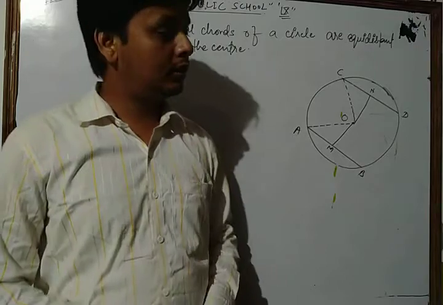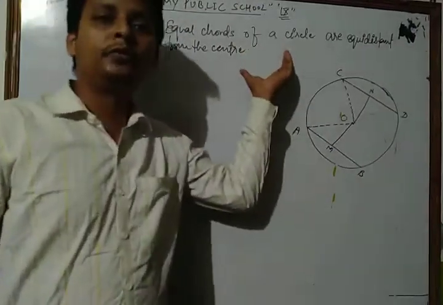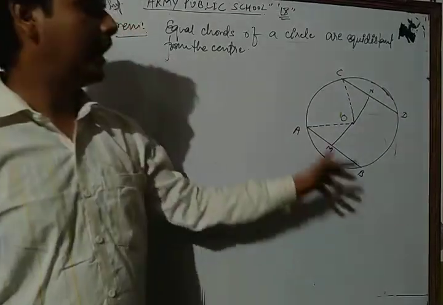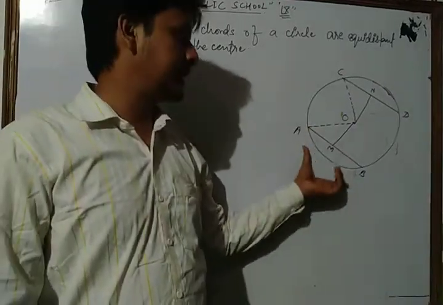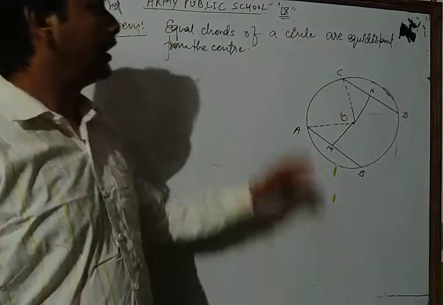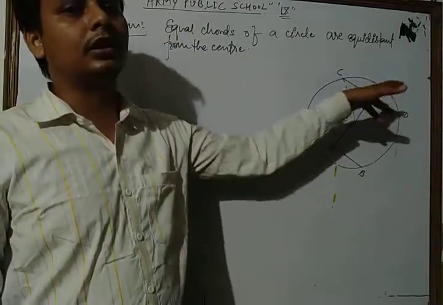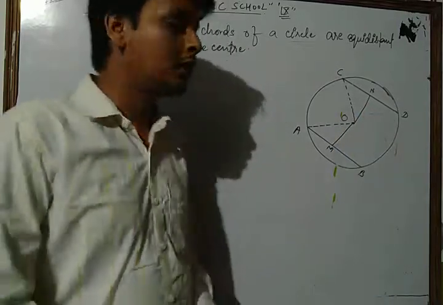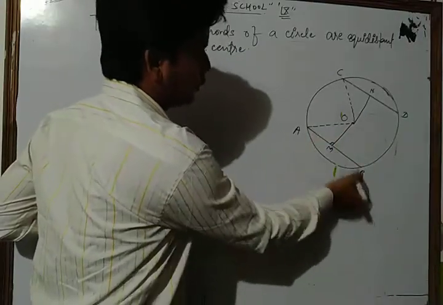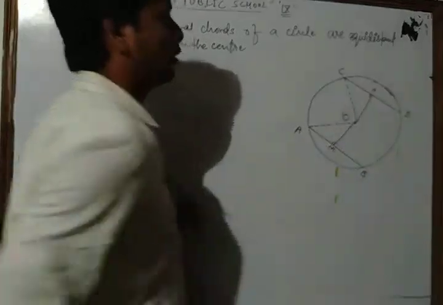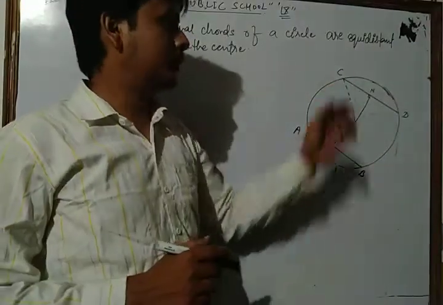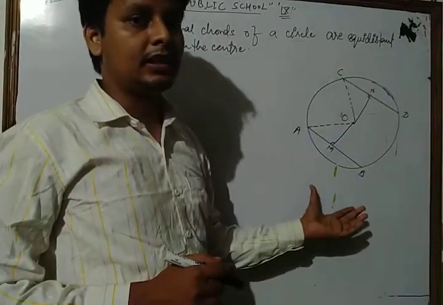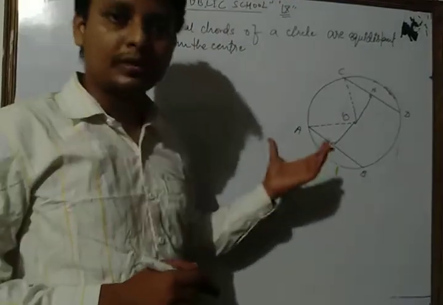Okay, here dear students, according to the theorem, first we draw a circle with center O and radius R, and here we draw two equal chords AB and CD. We have to show that these chords are equidistant from the center, that is, we have to show that OM is equal to ON. For that we draw OM perpendicular to AB and ON perpendicular to which chord? That is CD. So in proving this theorem, we follow some steps.